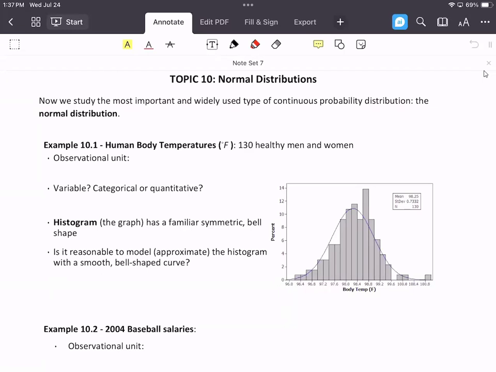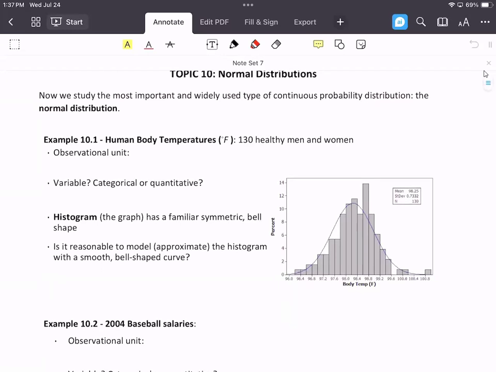Since it's quantitative, we know we're looking at a histogram. In this case, if we look at the line that was drawn, there's all the data, and then a normal plot was laid over the top of it. Would you say it's reasonable to model the histogram with a smooth bell-shaped curve? I'd say, yeah, it looks pretty good. Most of the data's in. There are some things that aren't in, but remember, we're trying to get the majority of the data, and it looks like it's pretty well approximated by the normal.